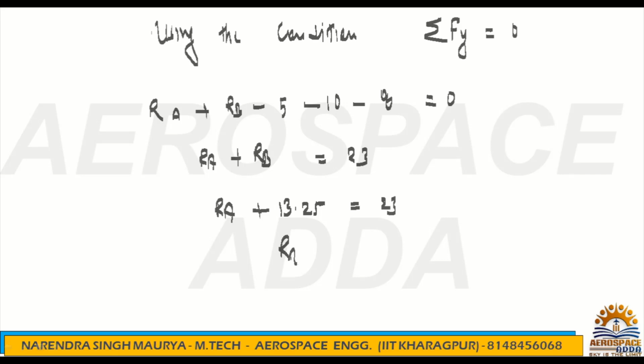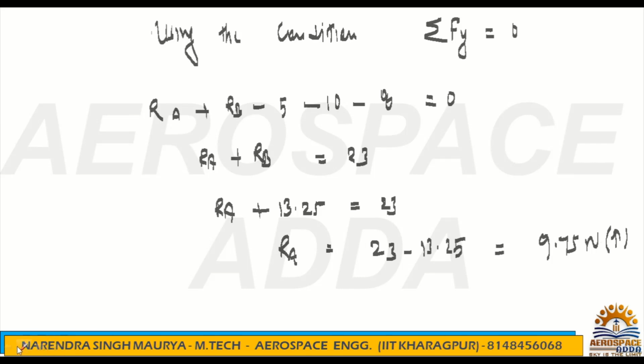So what is the RA? It's nothing but 23 minus 13.25. If you calculate, I think you will get 9.75 Newton. See, RA you are also getting positive. Hence, whatever direction you have assumed is correct, it is upward. So it means it is upward direction.